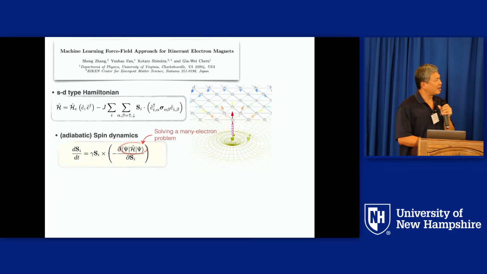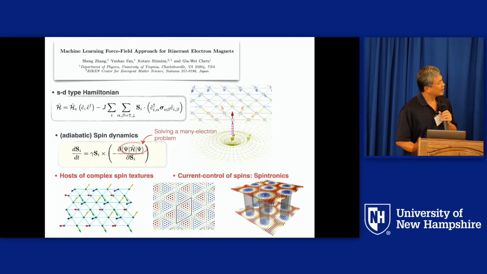Okay, another application of the machine learning force field model is to simulate itinerant electron spin systems. Generally, this kind of system can be described by some electron Hamiltonian, and there is a local on-site exchange coupling between local classical spins and itinerant electrons. We are interested in the dynamics of these classical spins, but in order to compute this effective field, you need to compute the energy of the system.